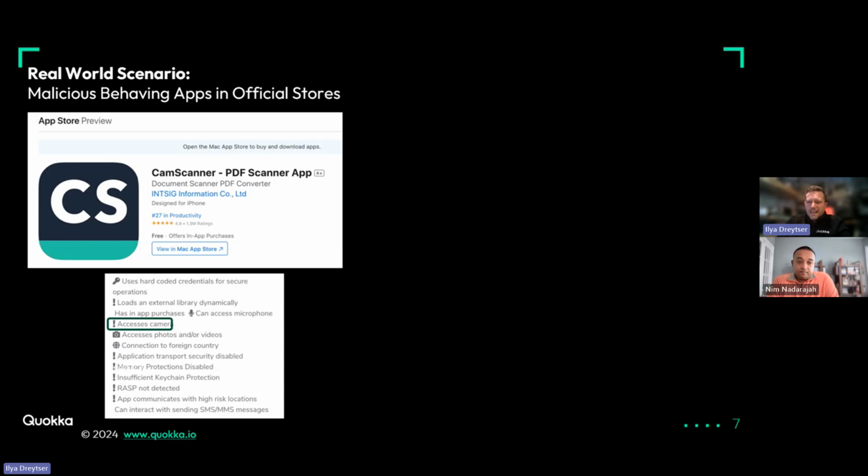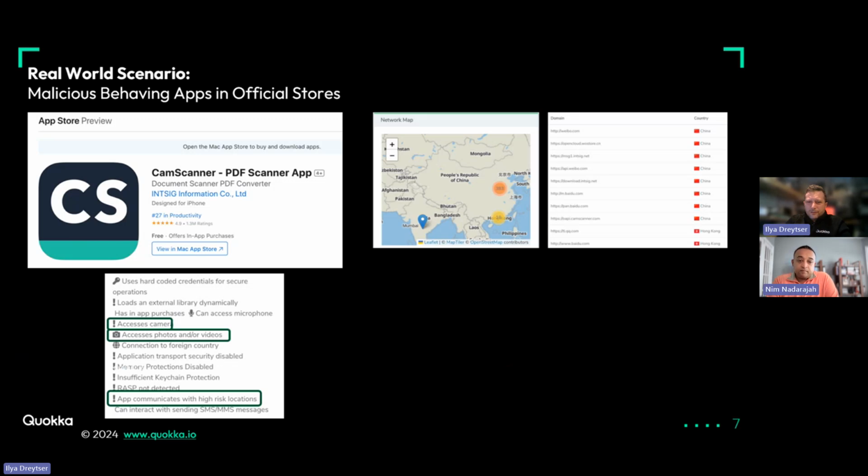It's just things that the app is designed to do. It tells you, I'm going to access your camera, I'm going to access your photos and videos, and I'm going to communicate with some high risk locations. If you look at the high risk locations, it's predominantly in China. Now, different countries will have their own idea of what a high risk location is, but for us in, let's call it North America, right?